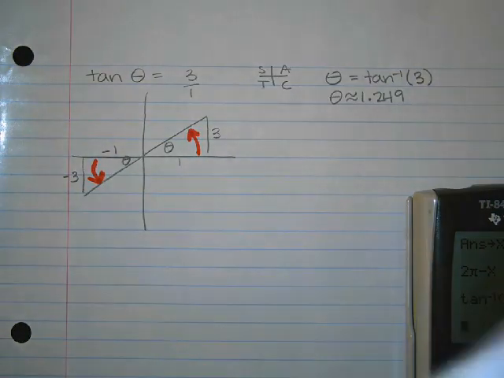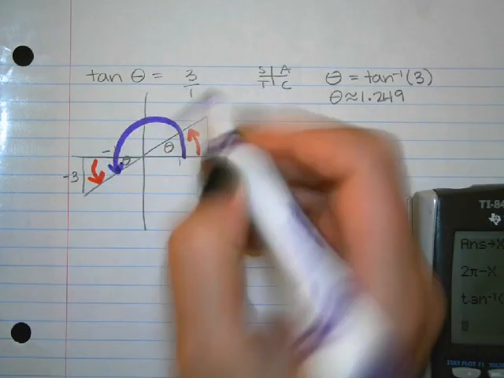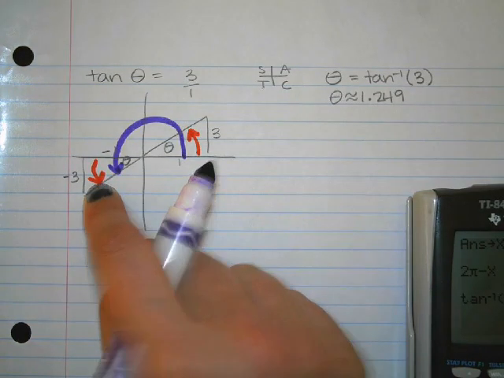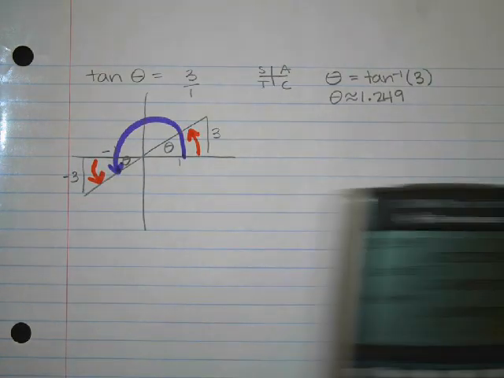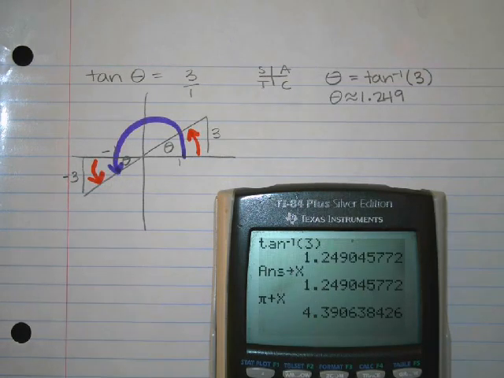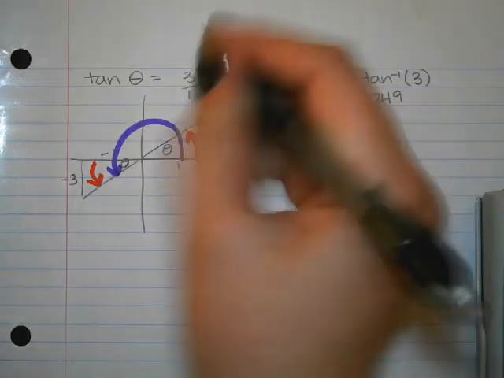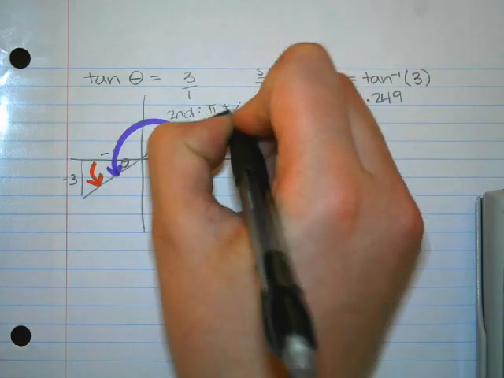So for us to get our other answer, we want to measure it like this, which means that we want to have pi plus the red. So I'm going to store that as x, and then to get my second answer, I'm going to do pi plus x. So I'm just going to add a pi to that. Okay, so my second answer is going to be pi plus x.